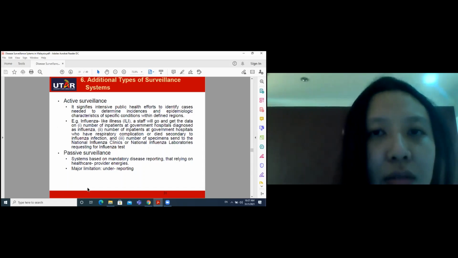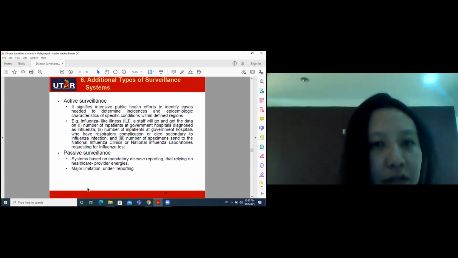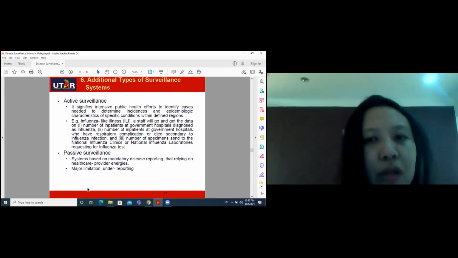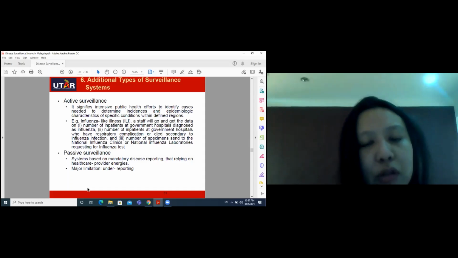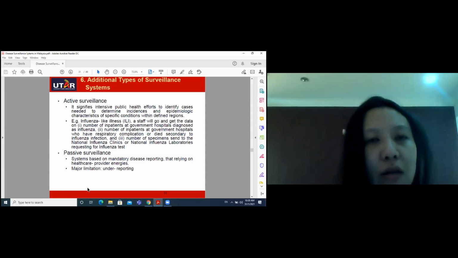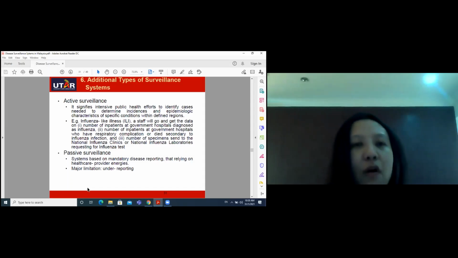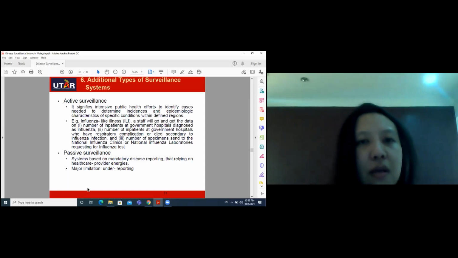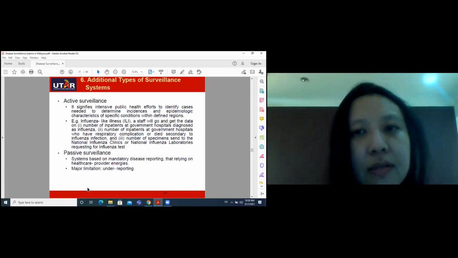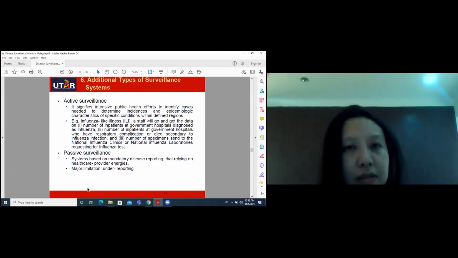So there are also additional types of surveillance system in Malaysia. We have active surveillance and also passive surveillance here. For passive surveillance, we very much rely on our healthcare providers, and the major limitation is that most of the notifiable diseases are underreported. For active surveillance, for the current pandemic, these health volunteers perform active surveillance to identify cases in the public, to determine the incidence and the epidemiologic characteristics of this disease.